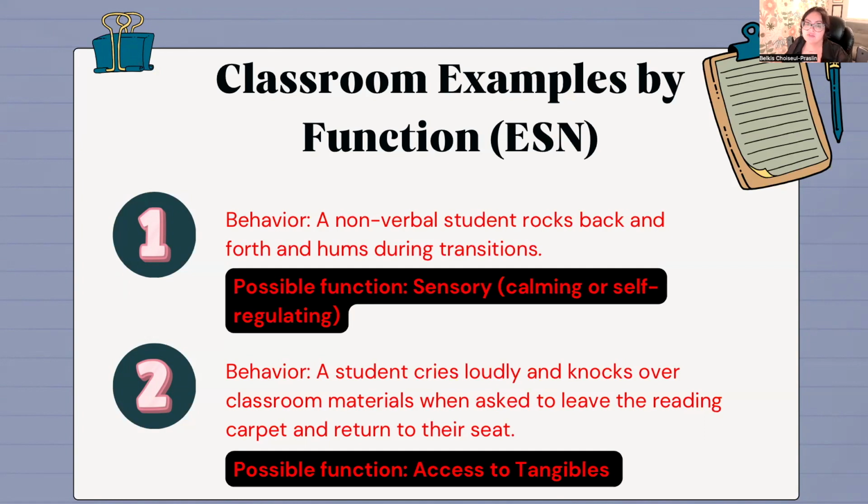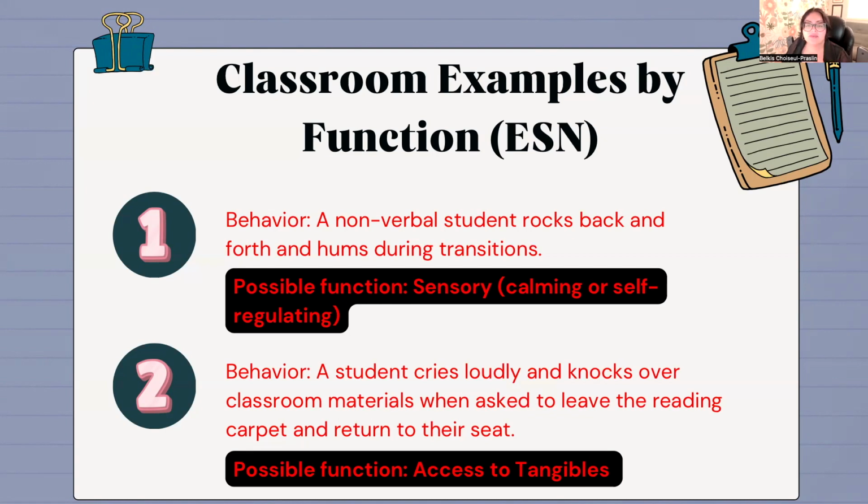Is it disruptive to learning? Or is it helping the student manage the transition more successfully? Because in many cases, that sensory fueled behavior is actually doing some very important emotional and sensory work. If the behavior is not hurting anyone or anything, then it might be fine to let the student cope this way. Maybe everyone else just needs to get used to it.